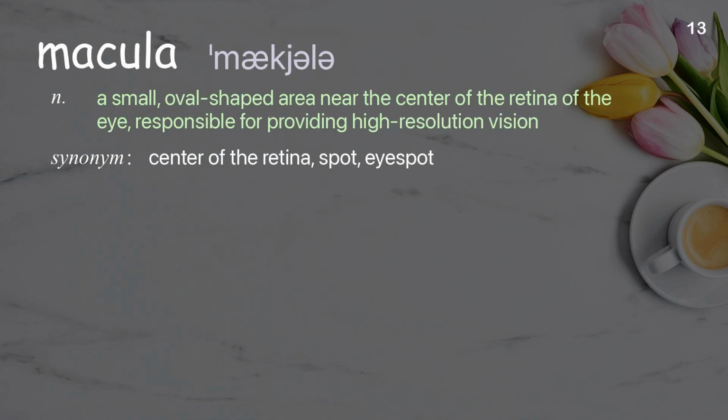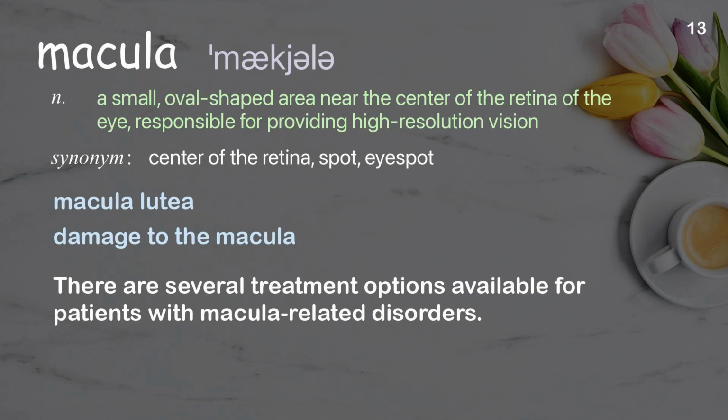Macula. A small, oval-shaped area near the center of the retina of the eye, responsible for providing high-resolution vision. Examples: Macula lutea. Damage to the macula. There are several treatment options available for patients with macula-related disorders.